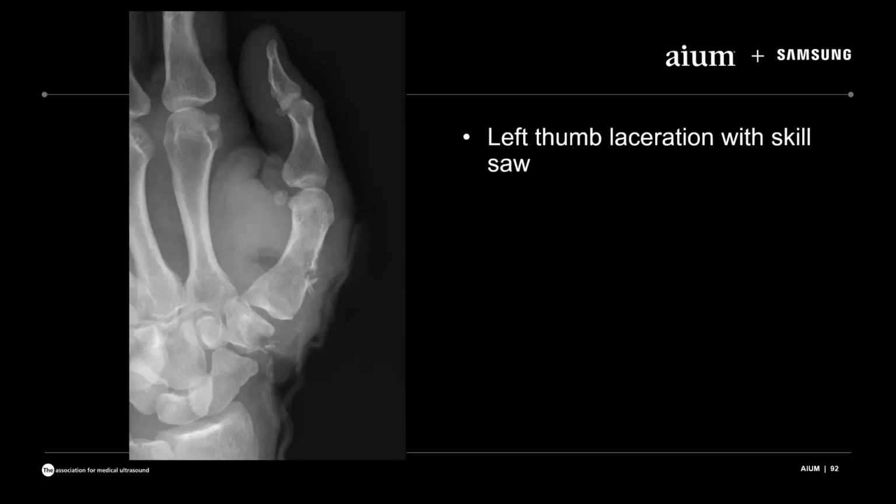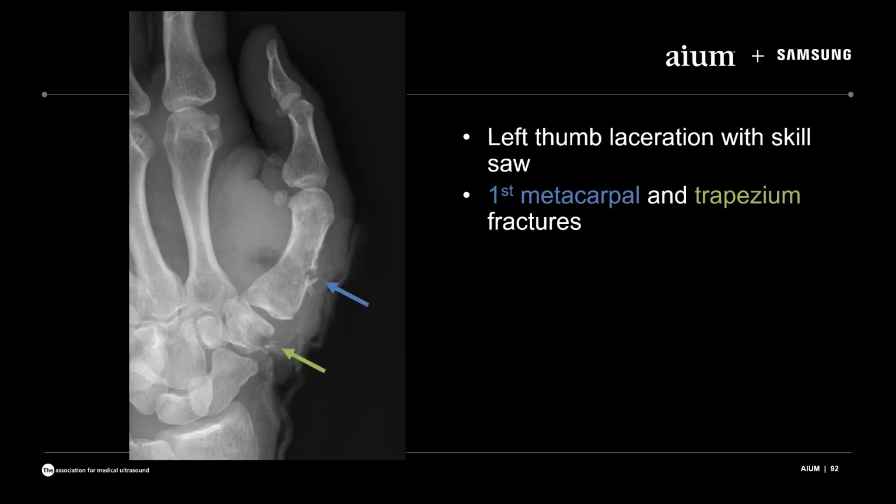So this patient had a history of left thumb laceration with a skill saw. And do you see any injury there? So you can see there's a first metacarpal fracture and a trapezium fracture. You can see the fragmented bone here. And then also you can see the soft tissue lacerations here in the area where the saw went through.